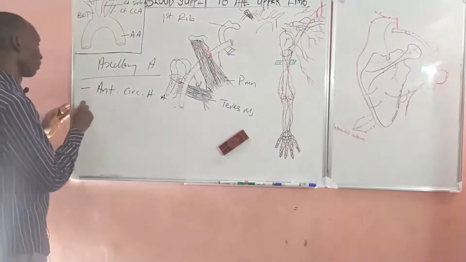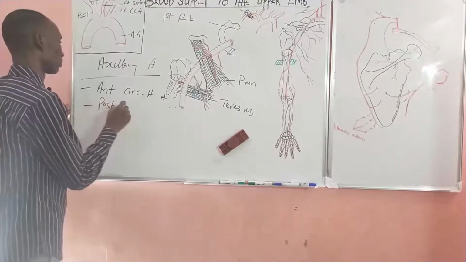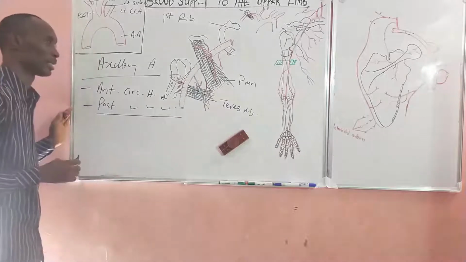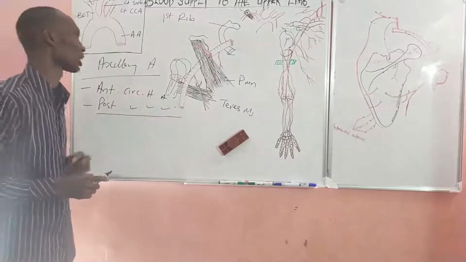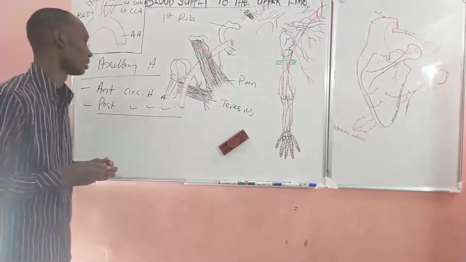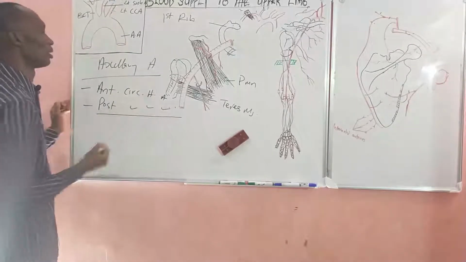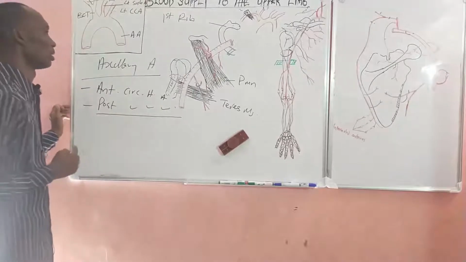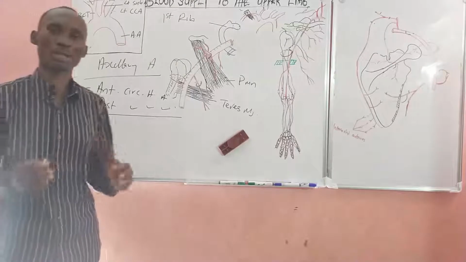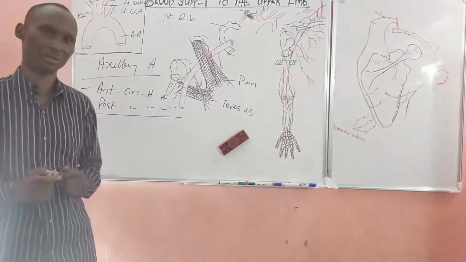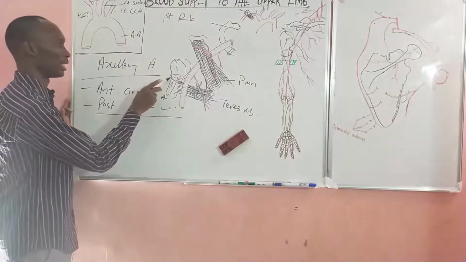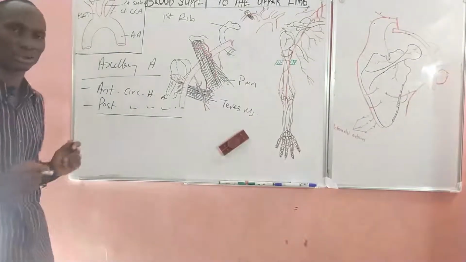We will look at the posterior circumflex humeral artery. The posterior circumflex humeral artery is bigger than the anterior circumflex humeral artery. Now, it winds posteriorly round the surgical neck of the humerus, passing through the quadrangular space alongside the axillary nerve. And then it ends by anastomosing with the anterior circumflex humeral artery.